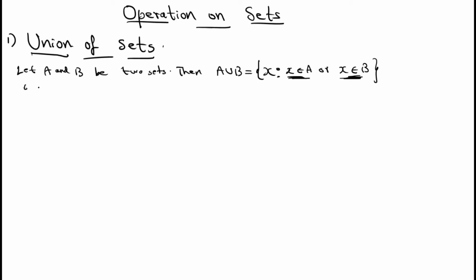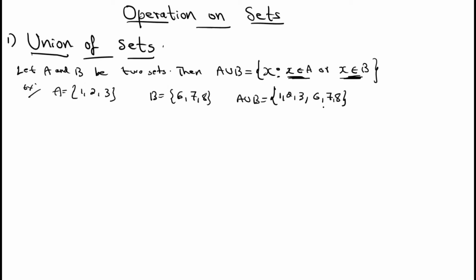A is equal to 1 2 3 and set B is equal to 6, 7, 8. Okay, what is A union B? A union B is equal to all the elements of A, that is 1 comma 2 comma 3, and all the elements of B, 6 comma 7 comma 8. This is A union B. You need to combine both the elements of A and elements of B. Here 'or' is there, and 'or' means option. You need to write elements of A as well as elements of B.